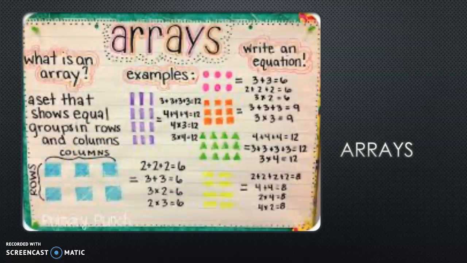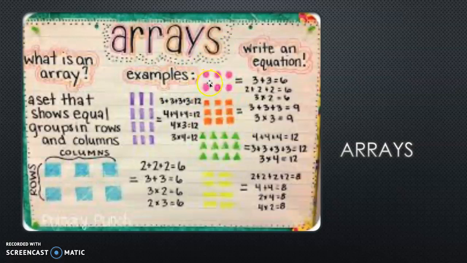What is an array? It is a set that shows equal groups in rows and columns. So we're looking at equal groups, right? Like I said earlier, the rows are going from left to right. The columns are going up and down. So I've provided a lot of examples for my students to look at home and get familiar with.